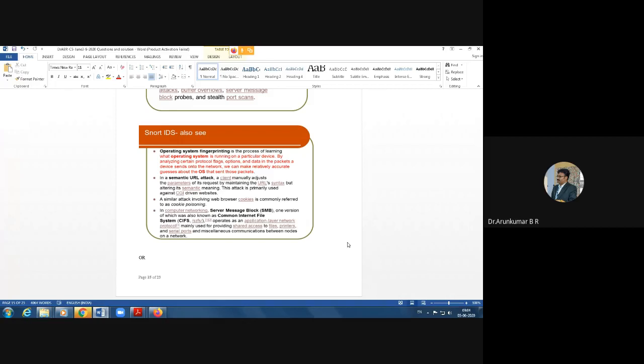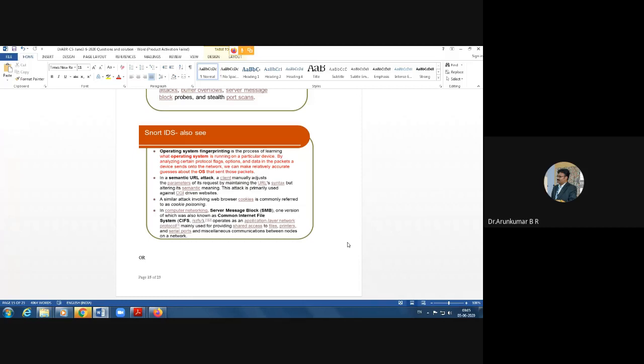Now I'm coming to the semantic URL attack. In this type of attack, a client manually adjusts the parameters of its request by maintaining the URL's syntax but altering its semantic meaning. This attack is primarily used against CGI-driven websites. A similar attack involving web browser cookies is commonly referred to as cookie poisoning.